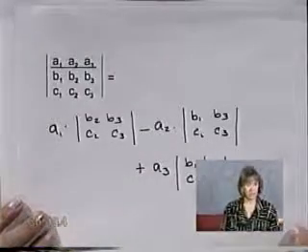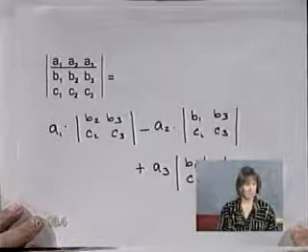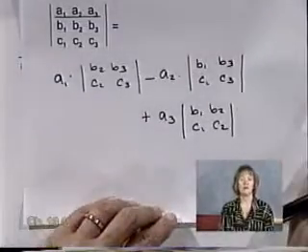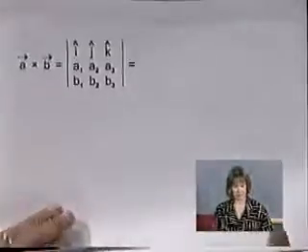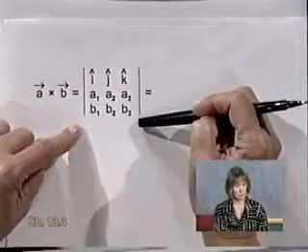Okay, and that's how you will evaluate a 3 by 3 determinant. Now right now you're thinking, what does that have to do with the cross product? It has a lot to do with the cross product, because when I want to take the cross product of vectors A cross B, I write a determinant.